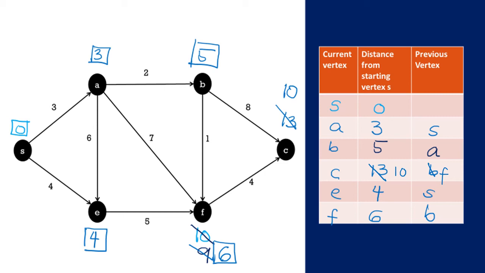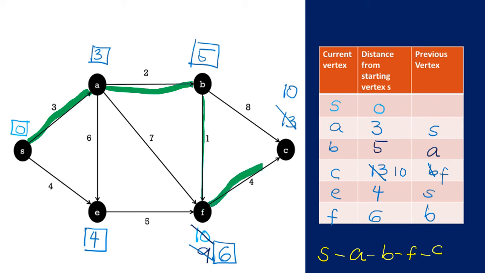So I was now able to find the distance of all vertices from the vertex S. So for example, what is now the shortest path from S to C? So let us backtrack. So C, previous vertex is F. Previous vertex of F is B, previous vertex of B is A, and the previous vertex of A is S. So where is that? Let me highlight. So that's S, A, B, F, C. Right? So that's 3 plus 2, 5 plus 1, 6 plus 4, 10. Understand?